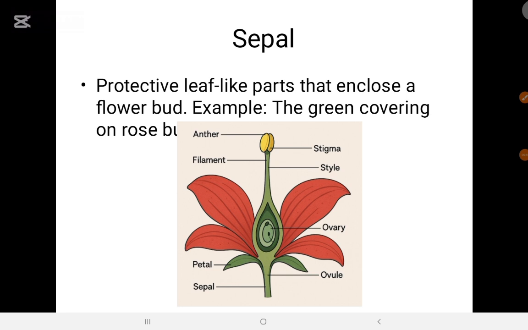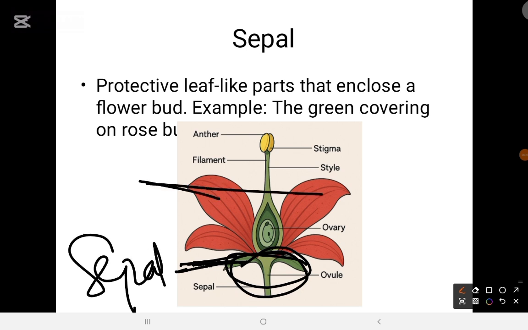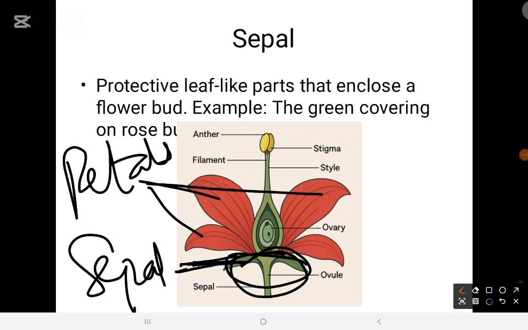Now, the sepal is the protective leaf-like part that encloses a flower bud. Now, you see, in this plant, a fully grown plant, this green part here is called the sepal, not the petal. It's called the sepal, and these red parts are called the petals. Now, the ovule is this inner portion here. So that is the ovule.